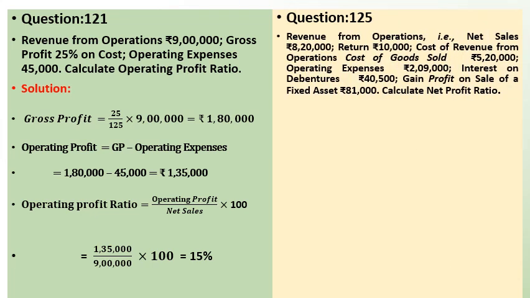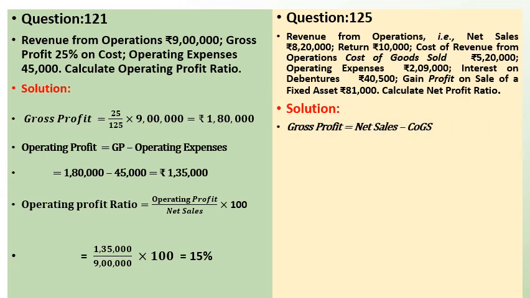Another question. Revenue from operation, that is net sale, 8,20,000, return is given 10,000, cost of revenue from operation, that is cost of goods sold, 5,20,000, operating expenses 2,90,000, interest on debenture 40,500, gain on profit on sales of fixed assets is given 81,000. Calculate net profit ratio. So net profit we have to calculate from here.